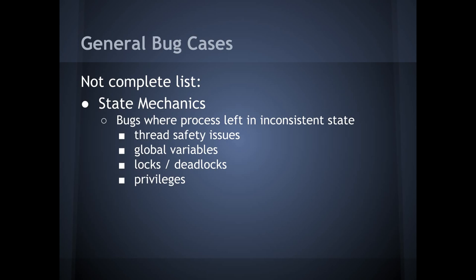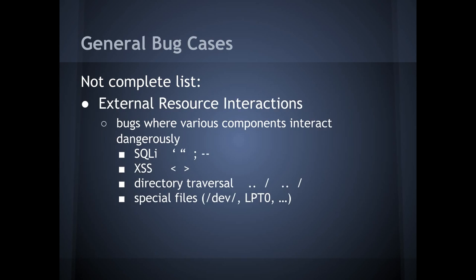State mechanics, such as bugs where the processes are left in an inconsistent state. We've discussed this with concurrency issues and deadlocks. It also pertains to global variables and also privileges. And we'll cover privileges more in the next lecture.